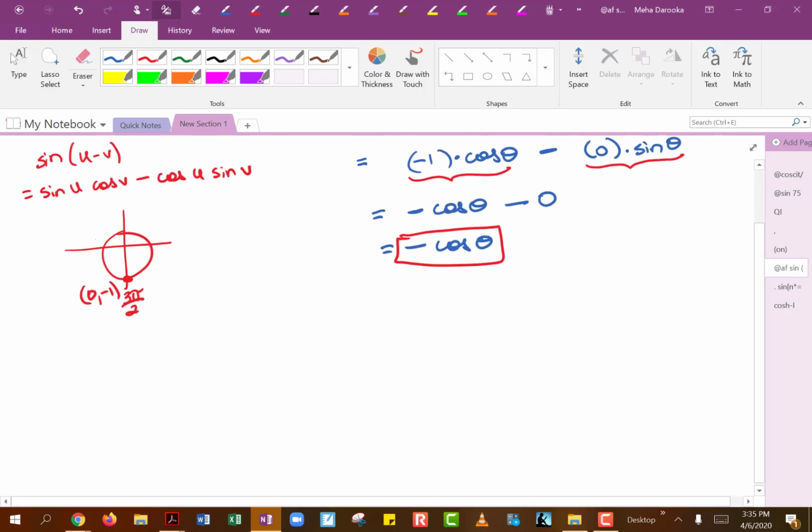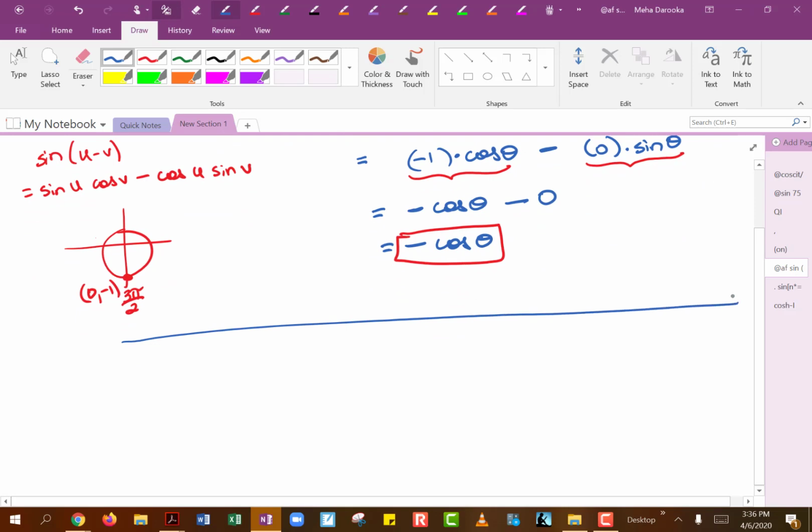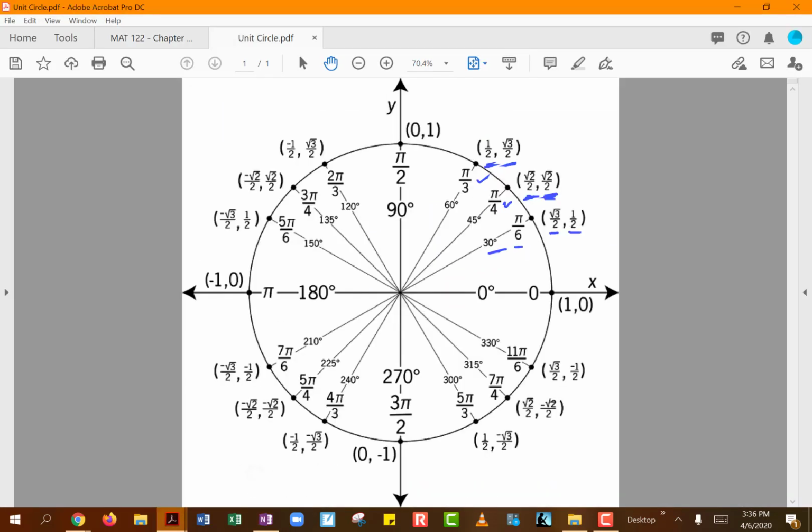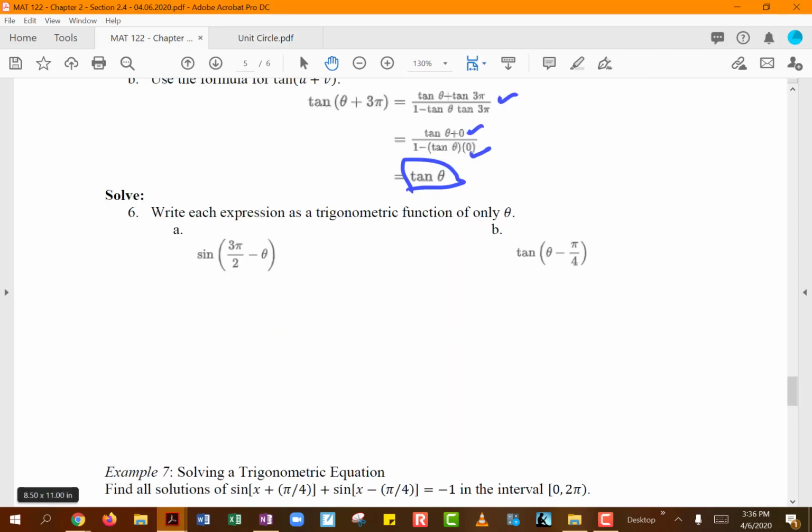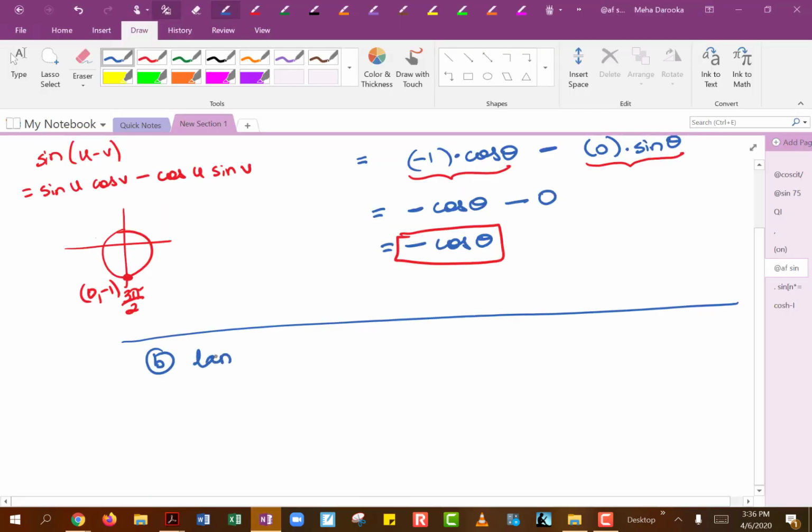And of course, in that same way, we can work through part B. So part B, you are given tangent of theta minus pi over 4. So tangent of theta minus pi over 4.